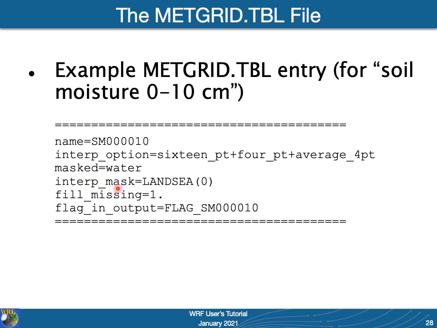And the interp mask keyword tells the METGRID program that wherever the land sea field for this dataset is 0, in other words, wherever the land sea field is a water point, we shouldn't use the corresponding values from the soil moisture field because they're likely to be invalid. The fill missing keyword tells the METGRID program to fill in any points in our model domain where we couldn't or didn't interpolate a value for this field, for example, because those points were water points. And the flag and output keyword simply tells the METGRID program to write a global attribute to its netcdf output to communicate to the real program that this field was found.